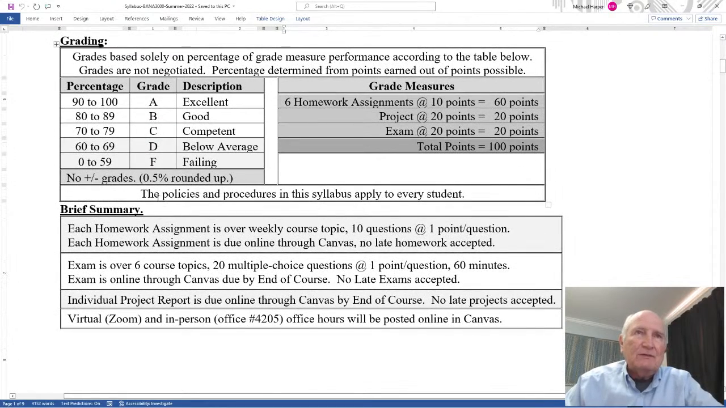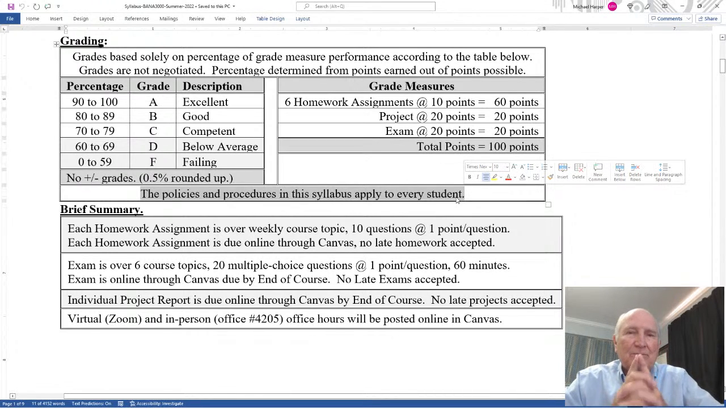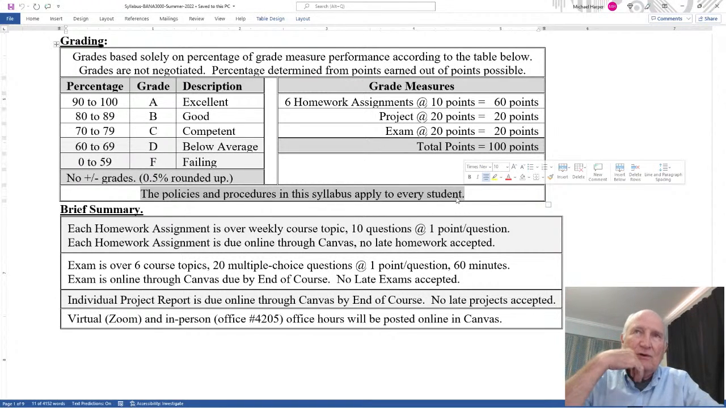The policies and procedures in this syllabus apply to every student, and what I mean by that is they apply to every student equally. I don't change the policies for different people. If you turn it in late, I'm not going to change the late policy just for you. So make sure you get it on time. You have a whole week to do it, and a lot of help, so make sure you do get it on time.